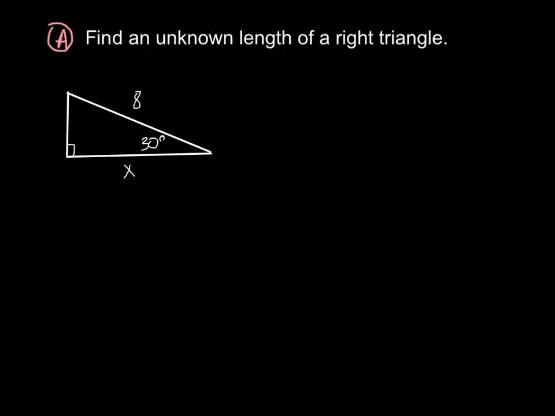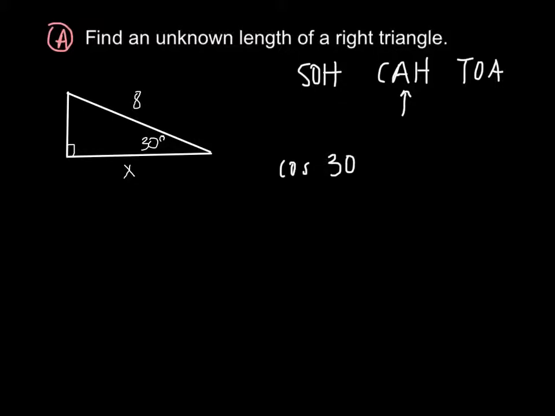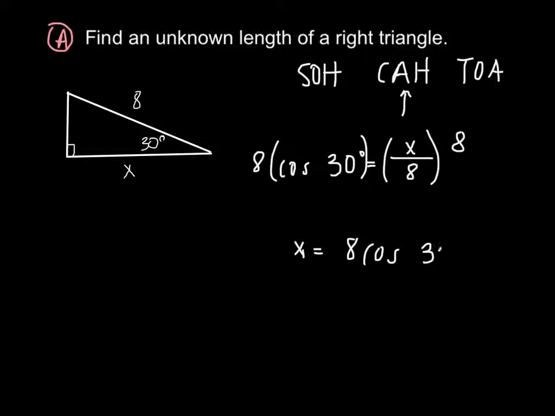Next, we're told to find an unknown length of a right triangle. So we know that our theta angle is 30 at this point, and our 2 values are that of our adjacent leg and that of the hypotenuse. So which trig function has the adjacent and hypotenuse? So we think of SOHCAHTOA. Cosine has adjacent and hypotenuse. So the cosine of 30 equals adjacent, which is x, over 8, which is the hypotenuse. Multiply both sides by 8. And x equals 8 cosine 30. And you can plug this into your calculator to find an exact value if the book asks for it.